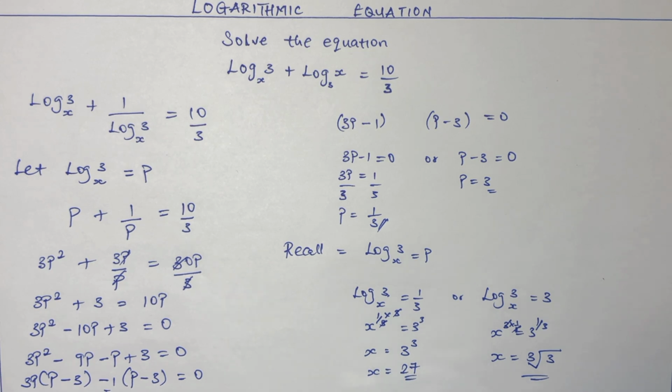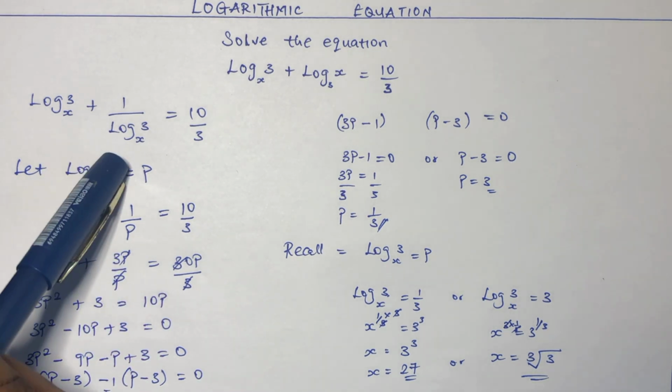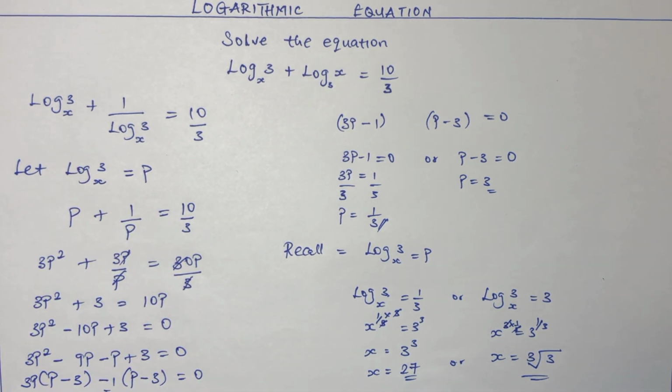Now x can be equal to 27, or x will be equal to the cube root of 3, which is the correct answer to this problem. So it is quite simple if you understand the steps and the necessary moves you are supposed to make, trying to also make your work simpler so that you don't have to solve for a very long time before you get your answer. It is quite understandable and comprehensible.